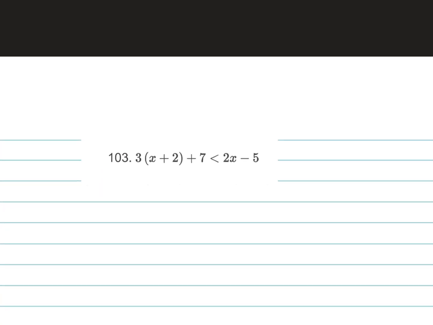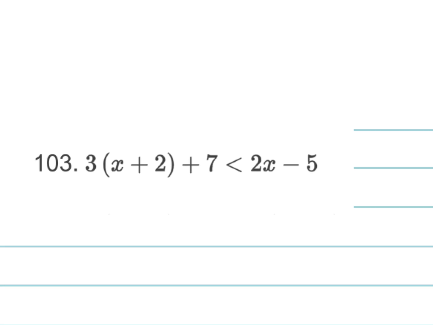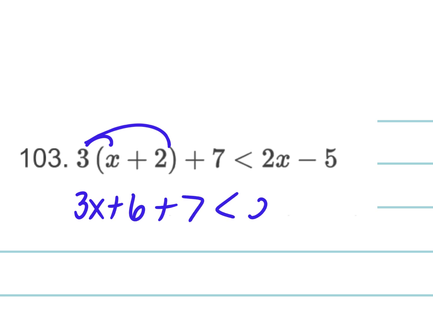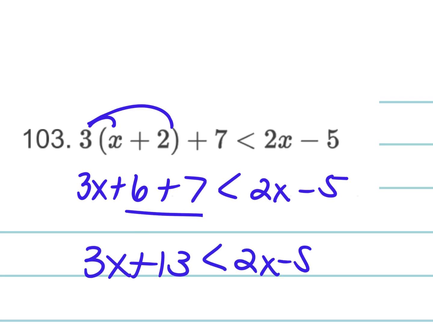So now let's look at 103. All right, 103 is an inequality. This is a linear inequality because it's set to the first power. So what we're going to do is go ahead and simplify each side, then move letters to the left and numbers to the right. So I'm going to go ahead and distribute. I have 3x plus 6 plus 7 is less than 2x minus 5. I can go ahead and add these two. So I have 3x plus 13 is less than 2x minus 5.